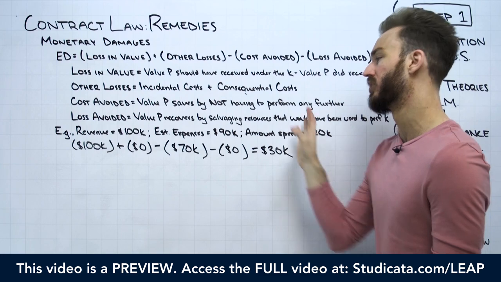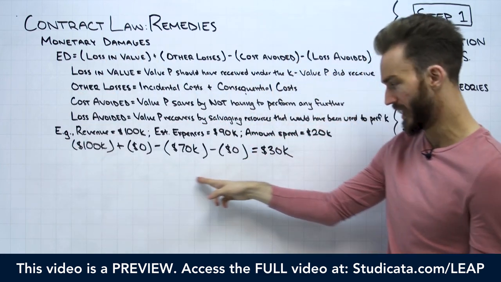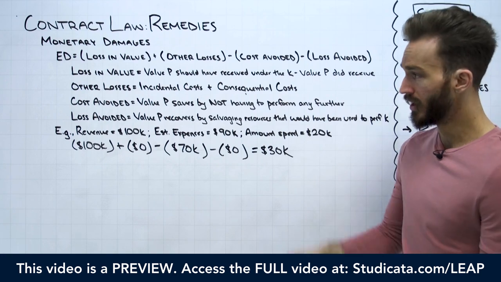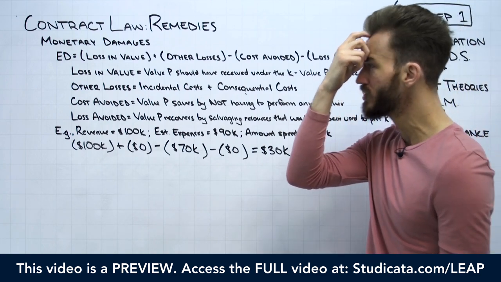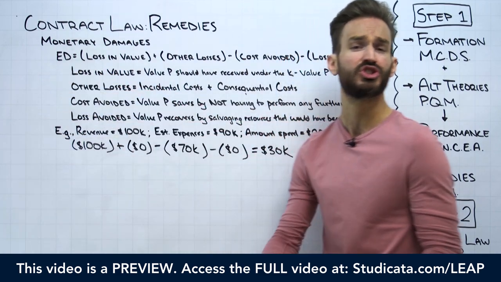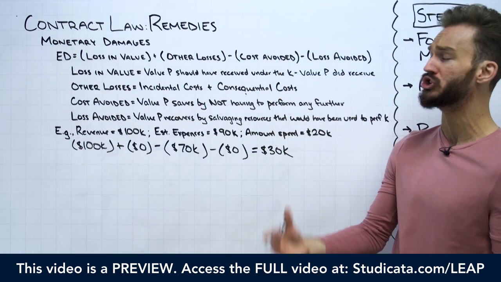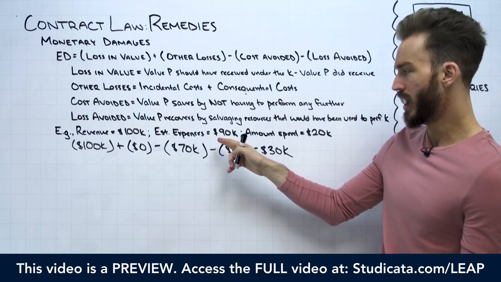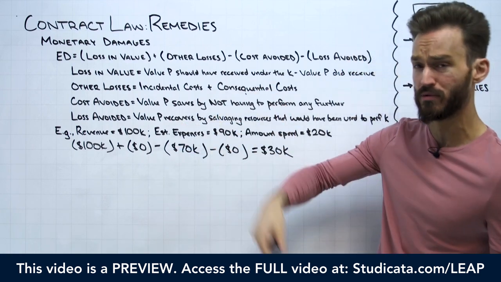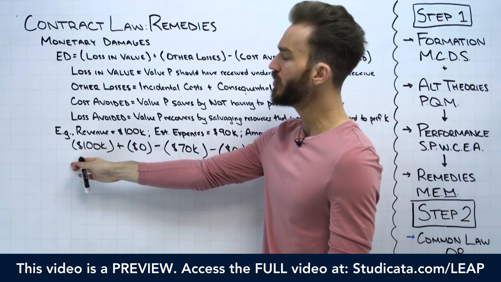This is a very classic fact pattern, right? So his expectation damages comes out to $30,000. Okay, but let's say for some reason he can't prove expectation damages. It's too speculative. Like we said, maybe it's a new business venture and we're not really sure what his estimated expenses would have been. Maybe it would have been more, maybe it would have been less, right? So what do we have there?